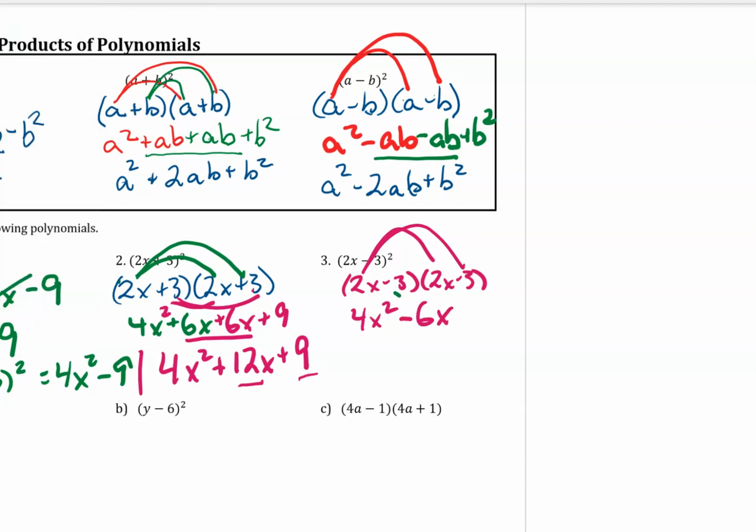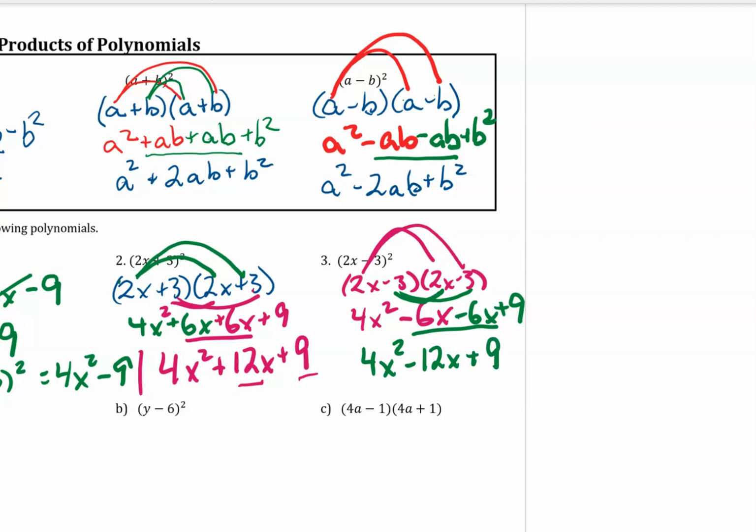Done with my 2x term. Now negative 3 times 2x, negative 6x. Negative 3 times negative 3. A negative times a negative is positive. 3 times 3 is 9. Combine my middle terms. 4x squared minus 12x plus 9.